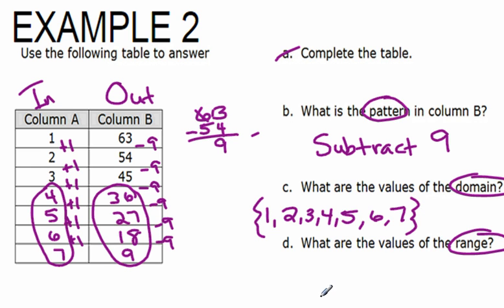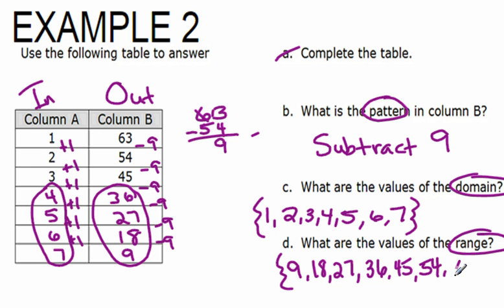Close it up. And then the range is going to be our values in column B. Now remember, domain and range, we list them in order from least to greatest. So here my smallest value will actually be the 9. So 9, 18, 27, 36, 45, 54, and 63.